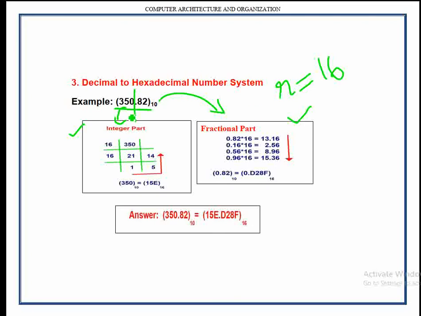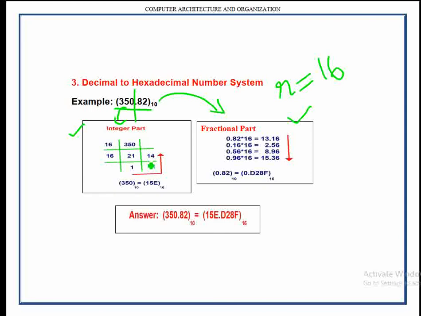What is the value in the integer part? 350. So 350 has to be divided by 16 successively until we get a remainder that is less than the base value. At the end of this process, we got 1, 5, 14. So we have to accumulate these remainder values in order to get the hexadecimal equivalent value for this 350, that is, the integer part of the given decimal number.